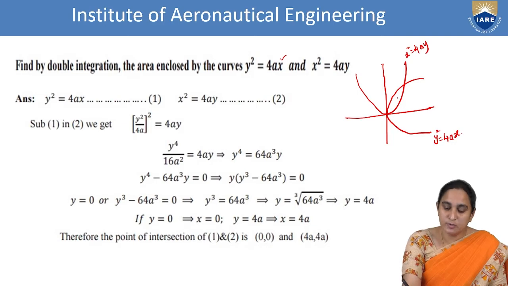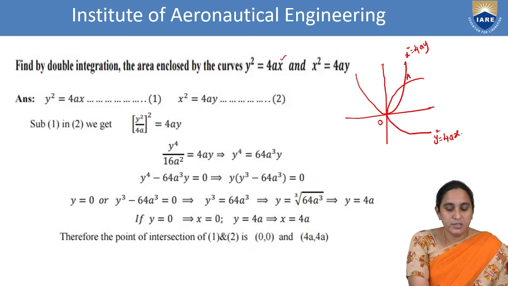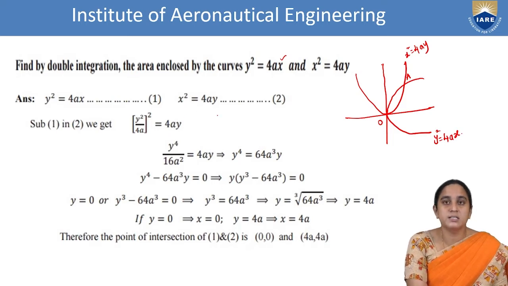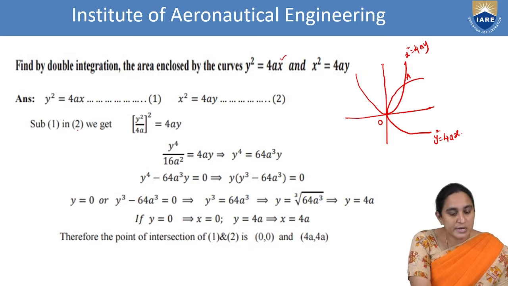For this question, I have to find out the area in between these two, that is O to A or A to O. Either way is correct. But first, finding the limit points of these two parabolas, by using the first equation and the second equation, substitute one into the other. From the first equation, what is x? That is y square by 4a.